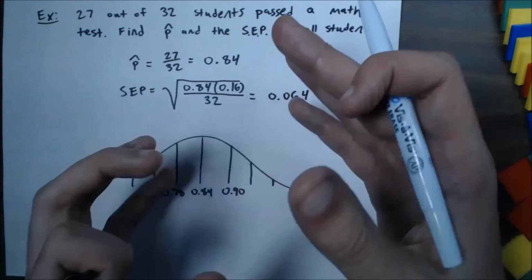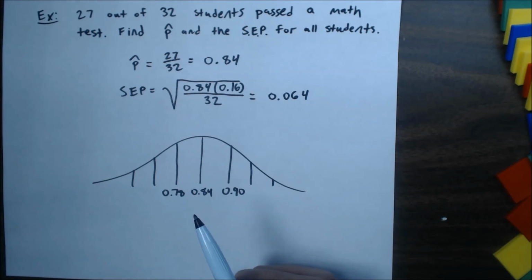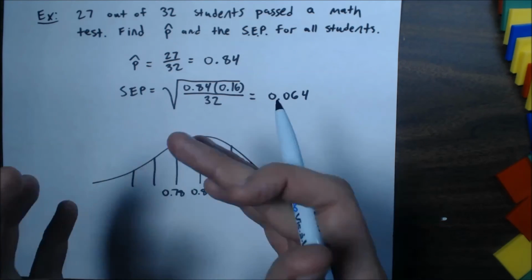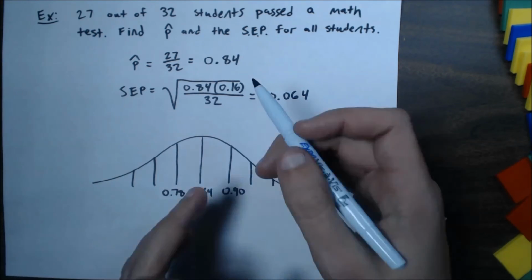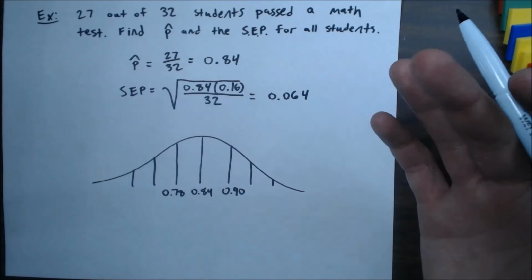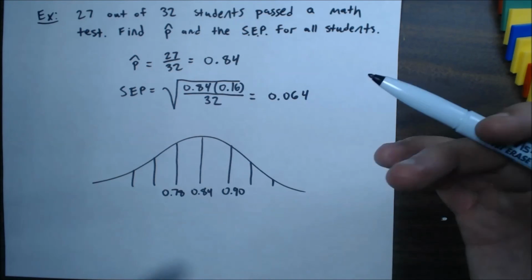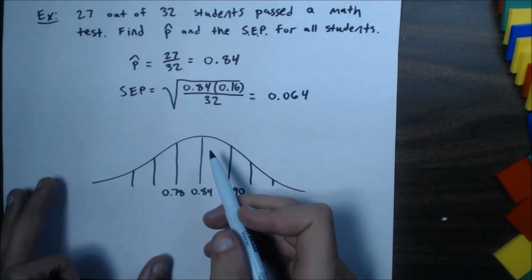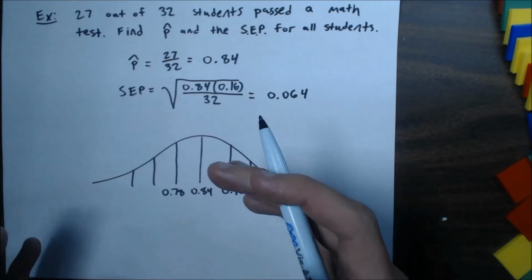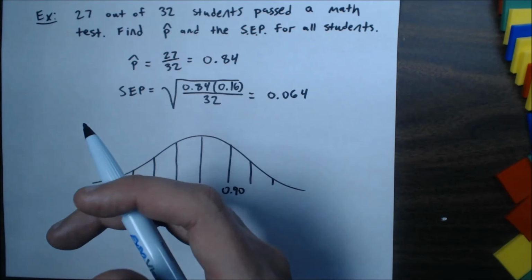If I was to take a different sample of 32 students, maybe 28 would pass, or maybe 26 would pass. Okay, so maybe instead of 84% of them passing, maybe 87% or 78% or some different percentage, depending on the random sample I took. But most of them should hopefully fall around what the actual population proportion is.